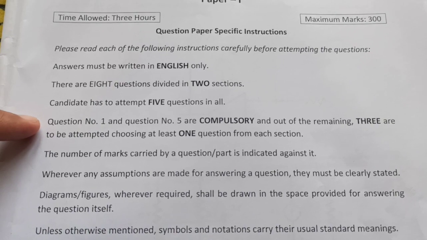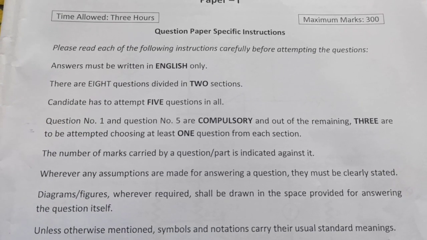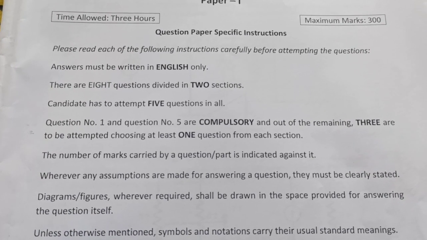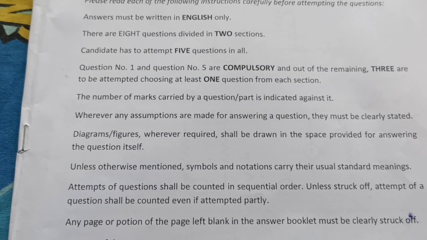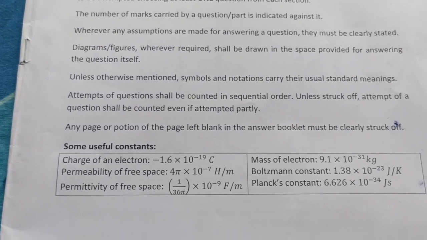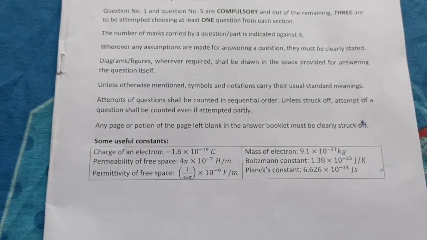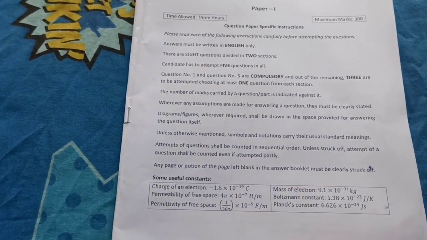From this statement over here we can say that 2 questions are compulsory, and out of the remaining 3 are to be attempted choosing at least 1 question from each section. So when we come down we get the value of universal constants. So we will get into the questions now.